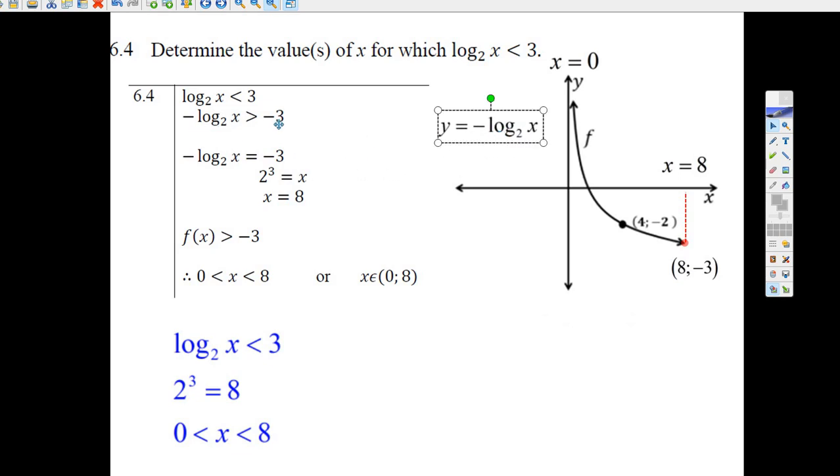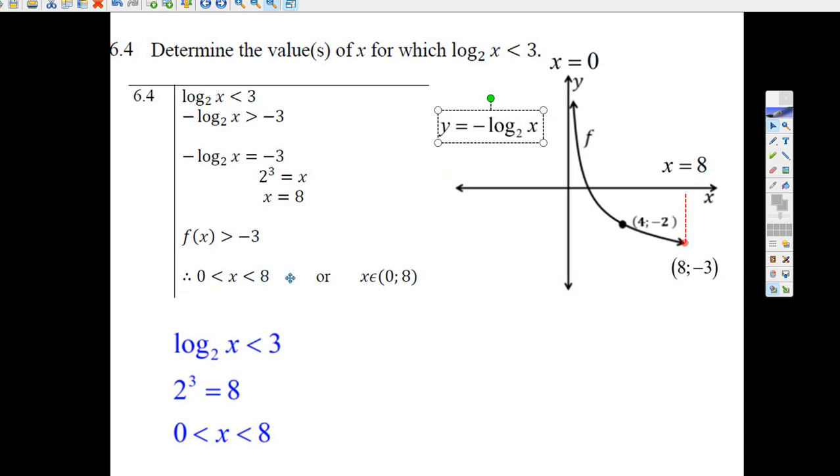So you multiply both sides by a negative, and you're clever to remember to reverse the inequality sign. Now you can go 2 cubed equals x. So x must equal 8. And if you look at the graph, you're saying, where is f of x, the y values, greater than -3? Well, it's this place. And where does that happen? In between x equals 8 and x equals 0, the y-axis. So it's in between 8 and 0.